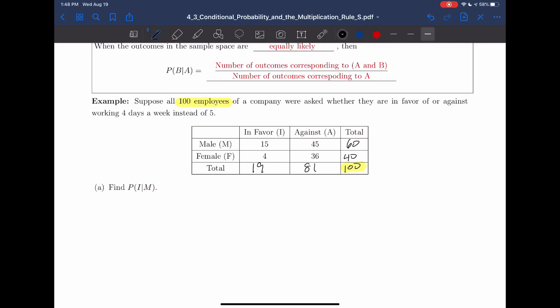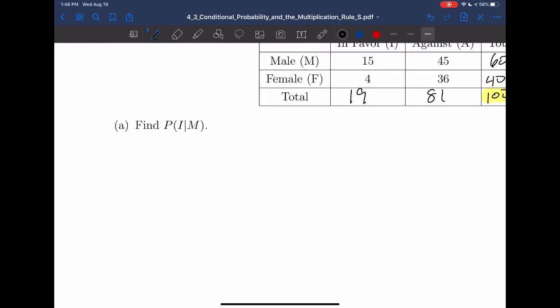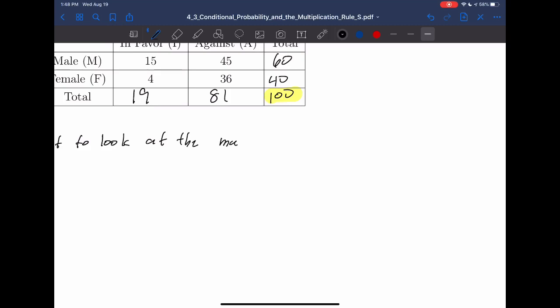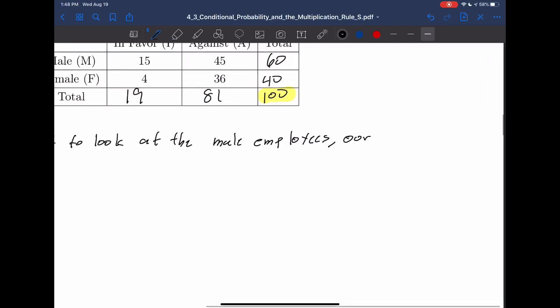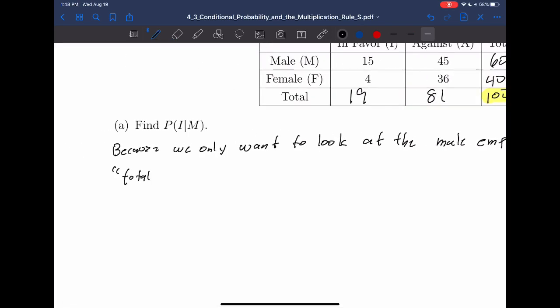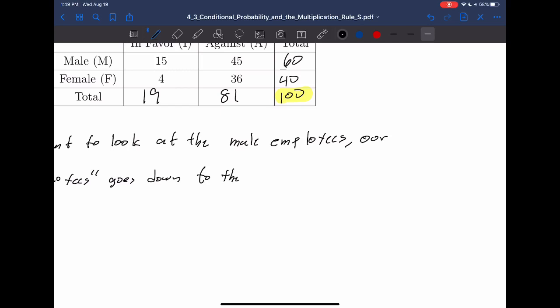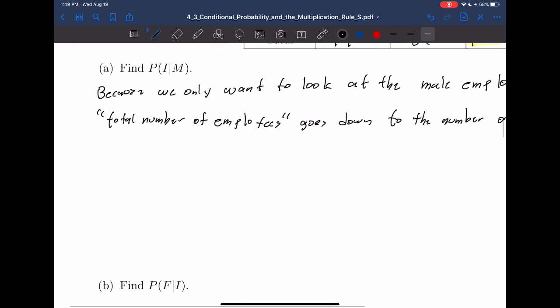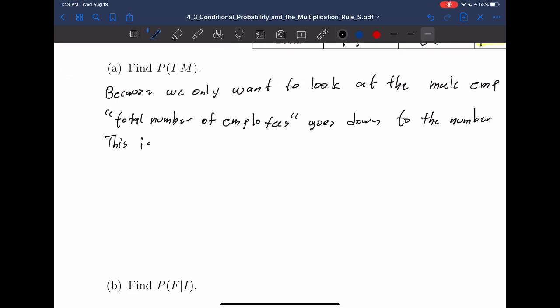We want to find the probability of picking a person who is in favor given that they're male. So one thing you want to note is that because we only want to look at the male employees, our total number of employees goes down. It actually goes down to the number of just male employees because we're dealing with conditional probabilities. And so this new total, this is the total that we actually care about.